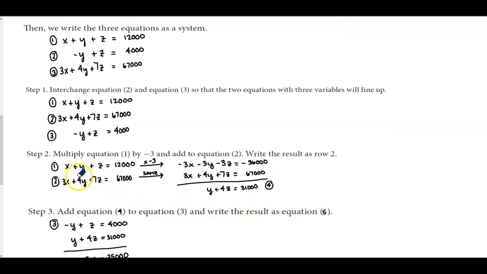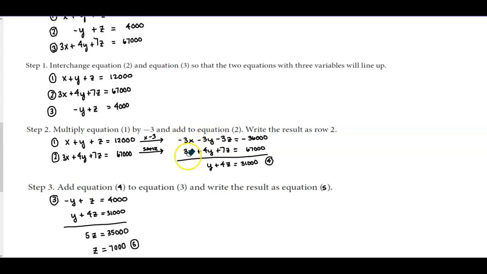So we have x plus y plus z equals 12,000, and we're going to multiply each term by negative 3. So we get negative 3x minus 3y minus 3z, which is equal to negative 36,000. And we're going to keep equation number 2 the same. So now when we add those together, we can eliminate the variable x, and we end up with 4y minus 3y, which is y, 7z minus 3z, which is plus 4z, and 67,000 minus 36,000 is 31,000. So now we've created an equation 4.